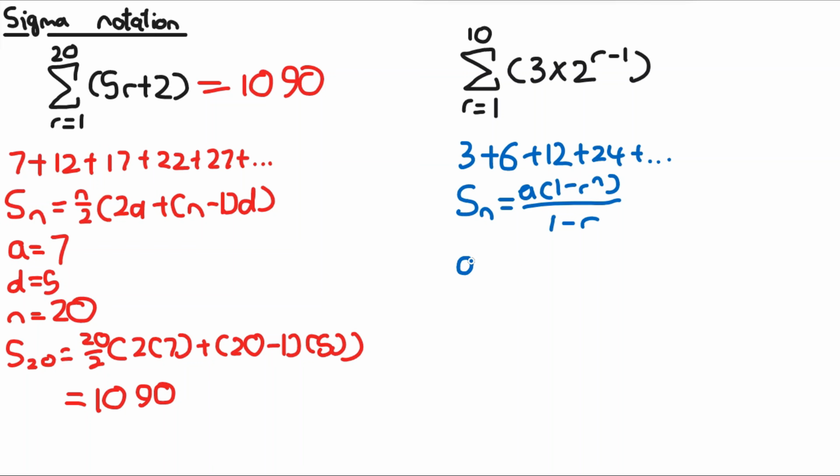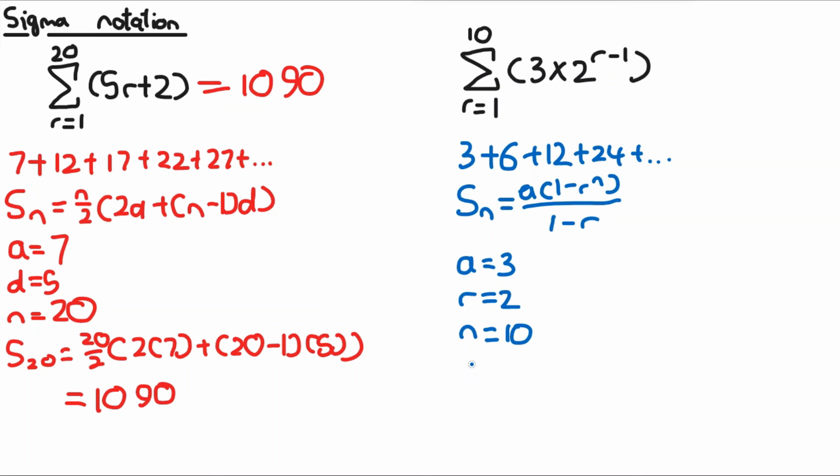So a is the first term, and we can see that that's 3, so a is equal to 3. r is the common ratio, and we can see that the difference between each term is times 2. 3 times 2 is 6, 6 times 2 is 12, it goes up like this. And then n is equal to this number up here, because that's the number of terms that we're subbing in. So n is equal to 10.